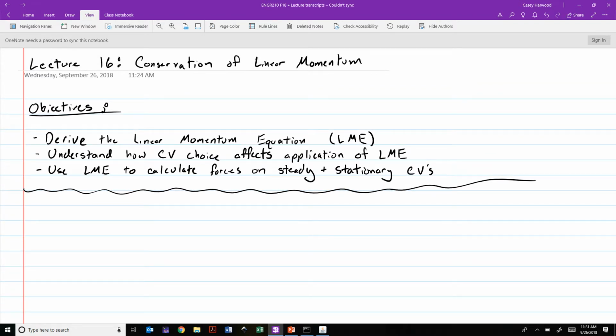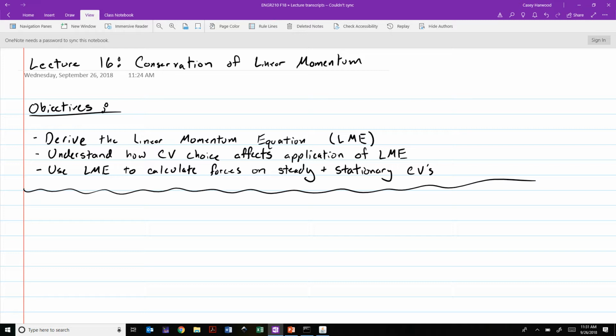So anyway, today we're talking about the next step in applying conservation equations to control volumes. We talked last time about conservation of mass. This time we're talking about conservation of linear momentum, which is more familiar to everyone here as Newton's second law of motion, F equals ma, however you want to state it. By the end of today we want to derive the linear momentum equation, which we'll call LME for shorthand. This is a very short derivation, sort of like the continuity equation was.